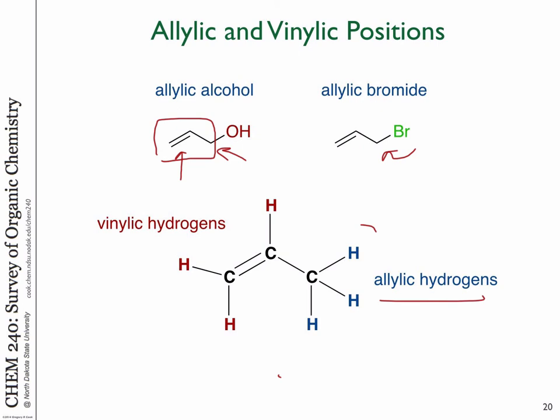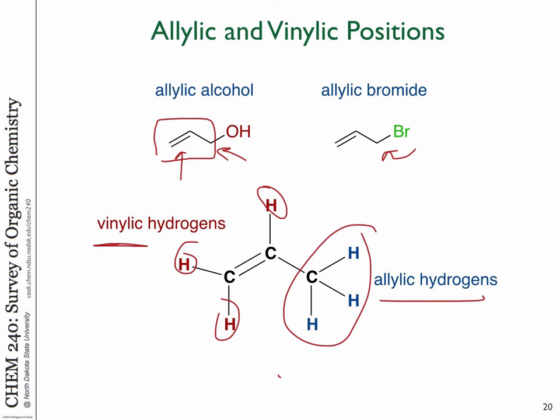So in propene, the hydrogens on the methyl group would be allylic, adjacent to a double bond. The hydrogens on the double bond, you might hear me refer to this also as vinylic. Vinyl, again, common names that stem from vinyl, polyvinyl chloride, polyvinyl things. Vinyl comes from that. Vinyl records are a polymer of vinylic groups.